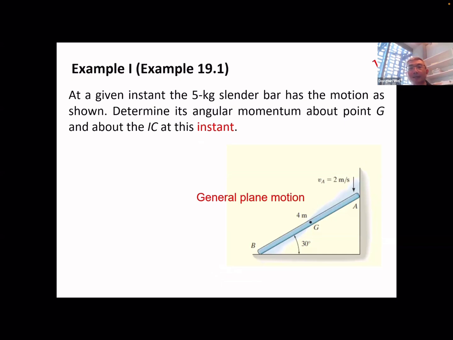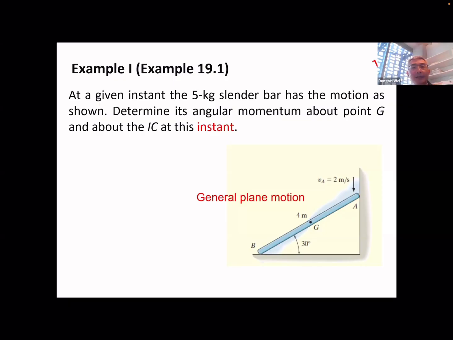We have introduced all the equations. And now, let's have a look at this example to see how we can apply this equation. And this one here is a quite simple example.